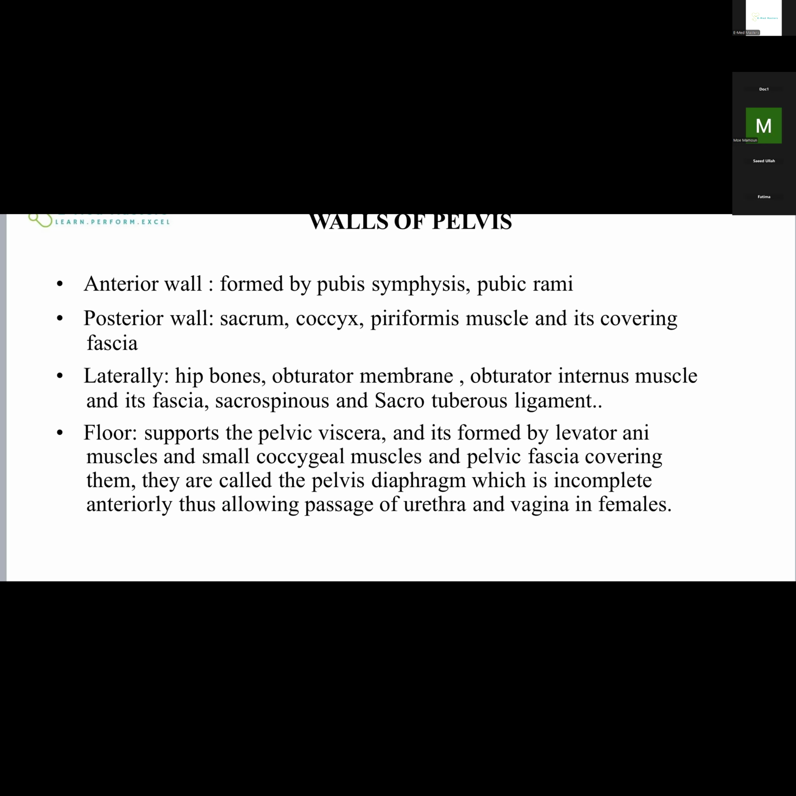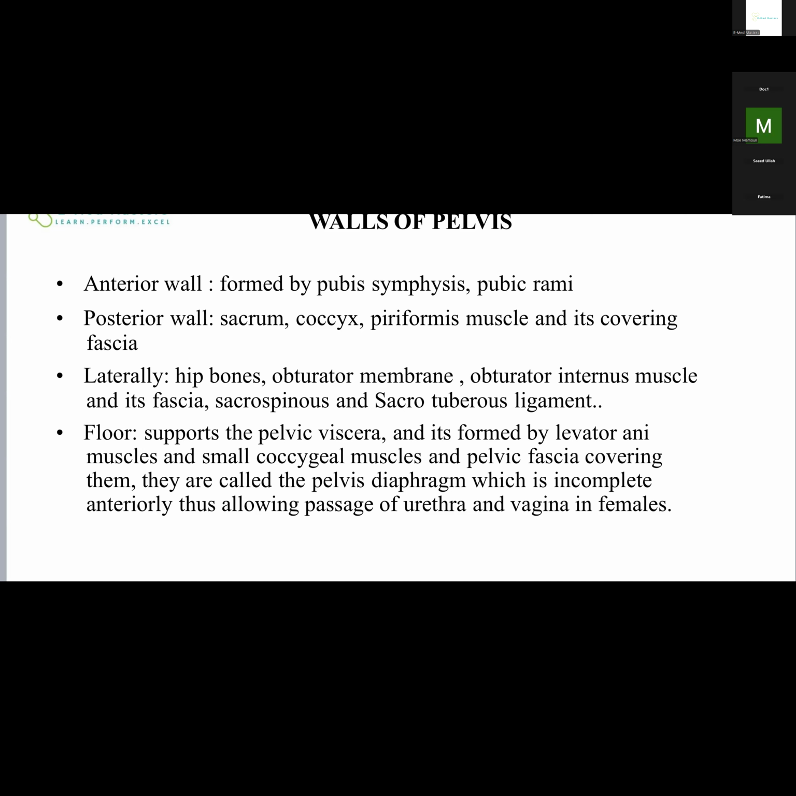And the floor supports the pelvic viscera, and it is formed by the levator ani muscles that contain three parts, the coccygeus muscle and part of the piriformis muscle, and the pelvic fascia that covers the levator ani muscle. So this is called the pelvic diaphragm. This diaphragm is incomplete anteriorly, so it allows the passage of the urethra and vagina in females.